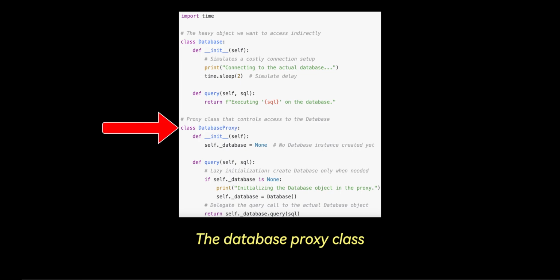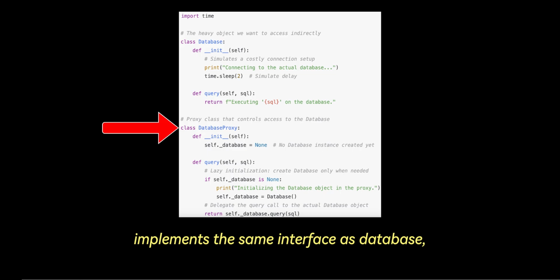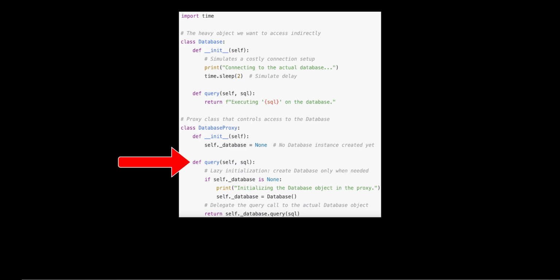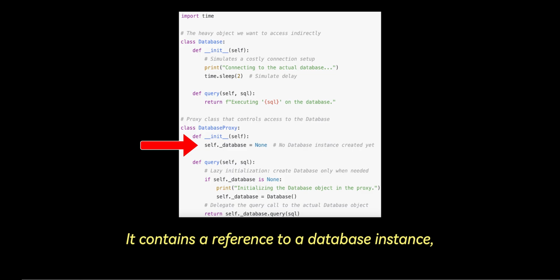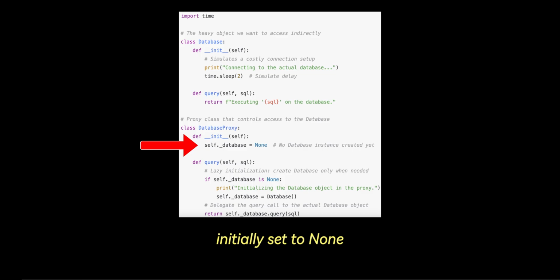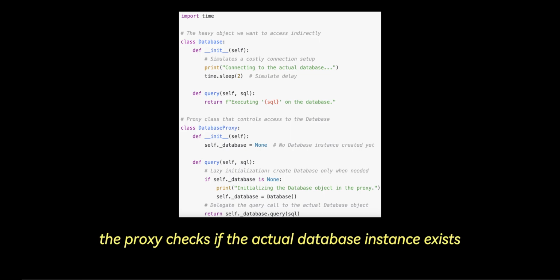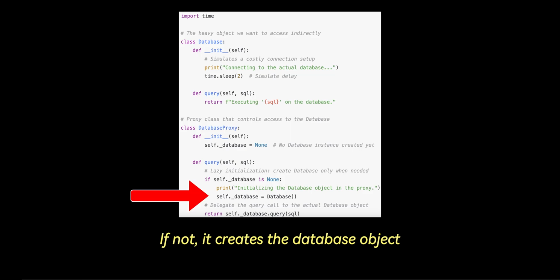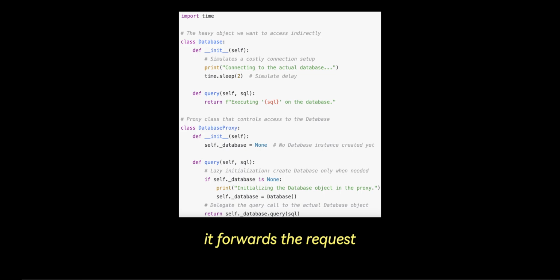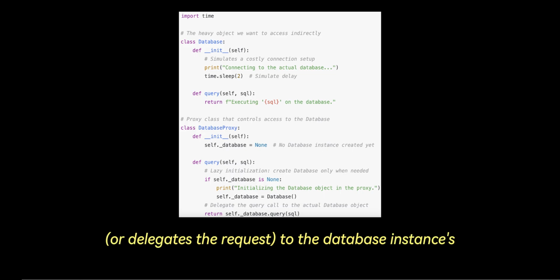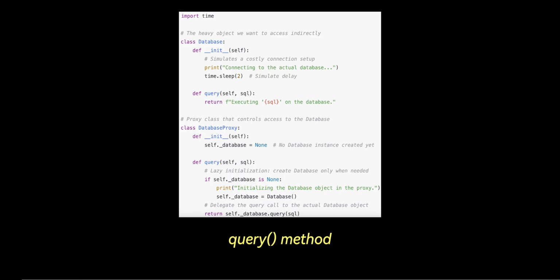The database proxy class implements the same interface as database, specifically the query method. It contains a reference to a database instance initially set to None. This allows it to control when the actual database object is created. When a client calls the query method, the proxy checks if the actual database instance exists. If not, it creates the database object using lazy initialization. Afterward, it forwards the request, or delegates the request, to the database instance's query method.